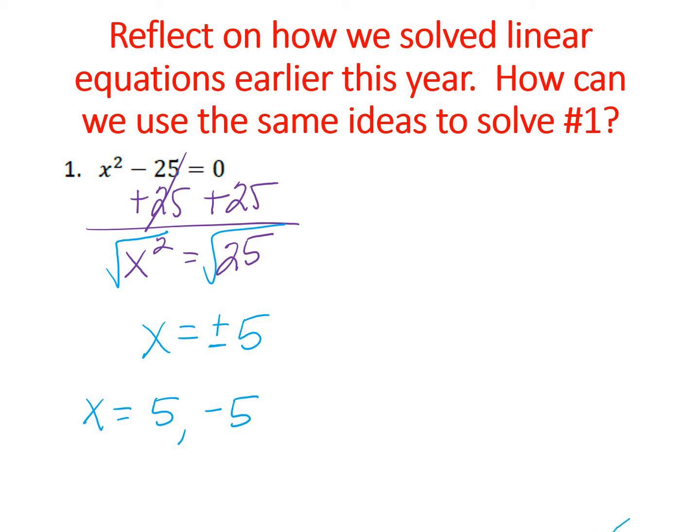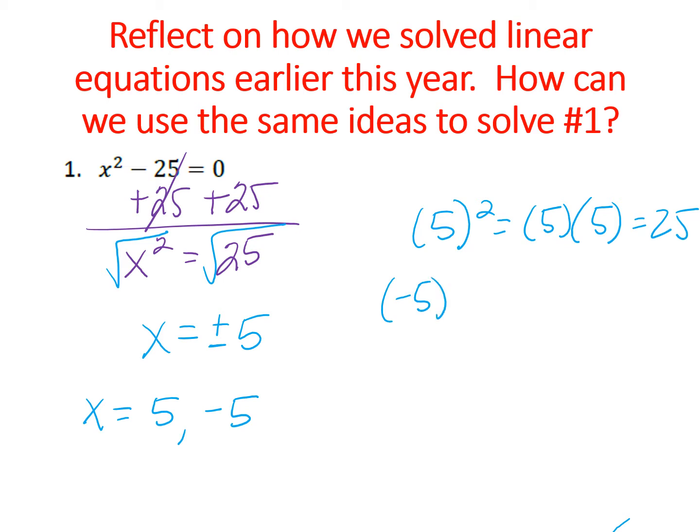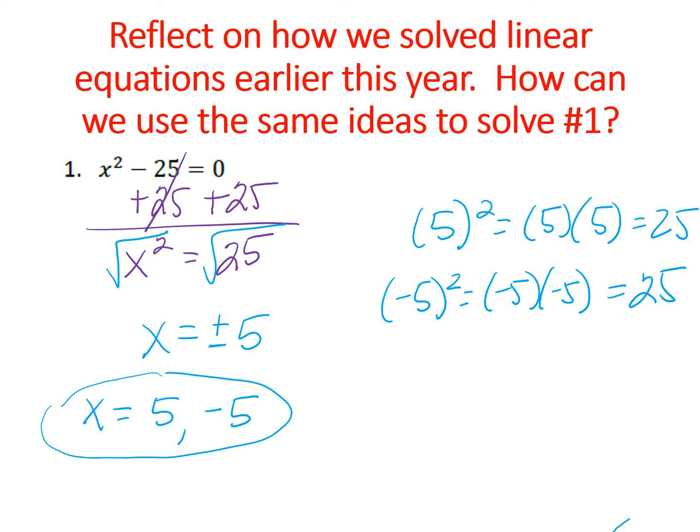To prove that to you, remember 5 squared means 5 times 5, which gives me 25. If I have negative 5 squared, that's negative 5 times negative 5, and that's still positive 25. So again, we come up with two answers. You can write them separately, or you can write them together, whichever way you prefer. That's just making a connection to the way that we solve linear equations.